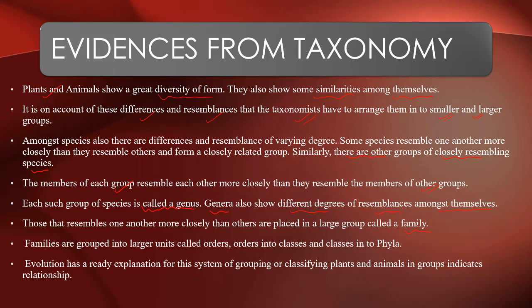Okay. The closely related members of a species or different species are put in the same genus. The closely related genera are put into the same family. Families are grouped into larger units called orders, then orders into classes, classes into phyla, and phyla into kingdoms. Evolution has a ready explanation for this system of grouping or classifying plants and animals: grouping indicates relationship.